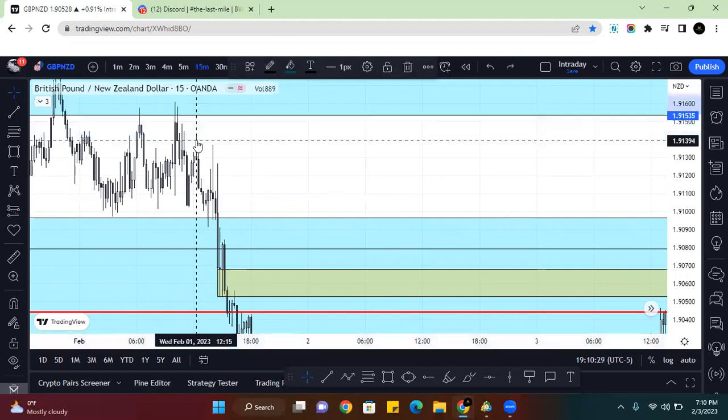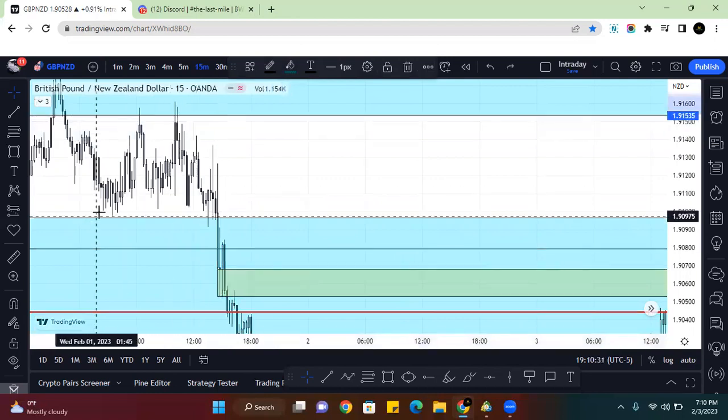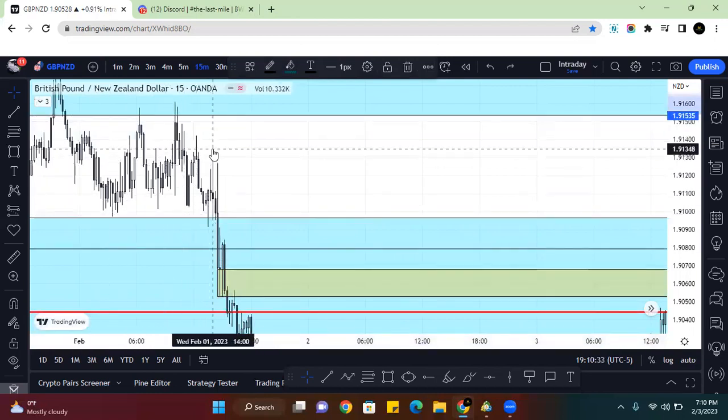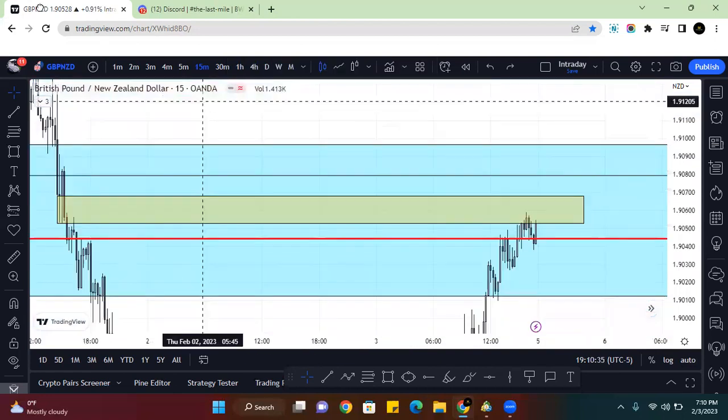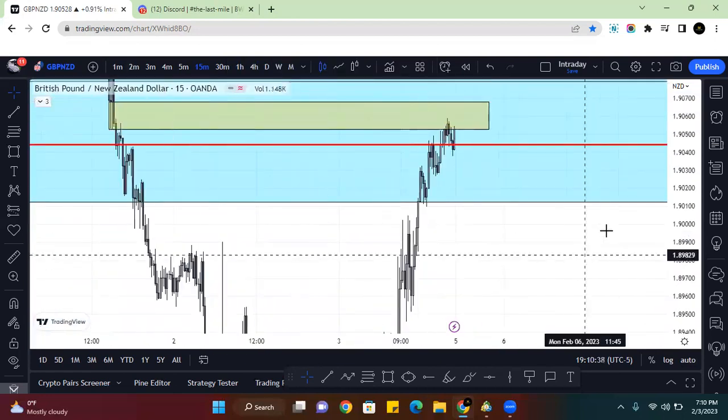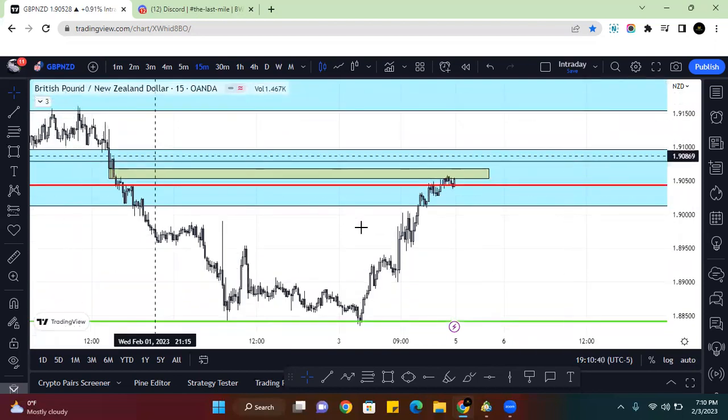Because this is where the leg started. That took liquidity also, but that's already been respected and continued from. So like I said, I don't anticipate it coming all the way back up here. I anticipate staying within this daily order block that I drew in earlier.